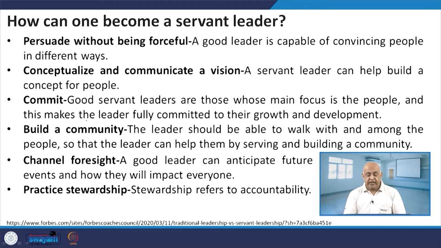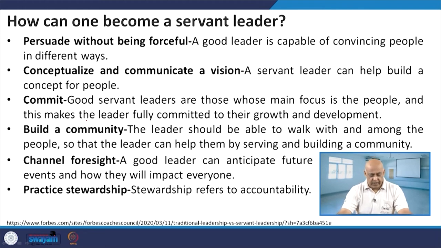Build a community. The leader should be able to walk with and among the people so that the leader can help them by serving and building a community. So ultimately, by this commitment, he is able to create a community surrounding him and to serve the organization. Foresight: a good leader can anticipate future events and how they will impact everyone.